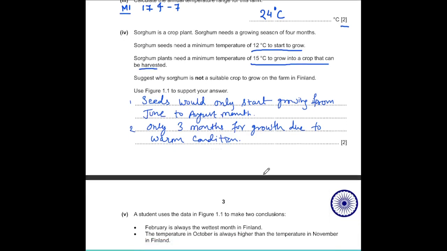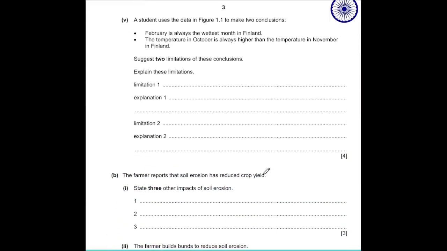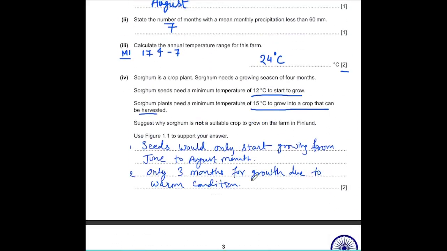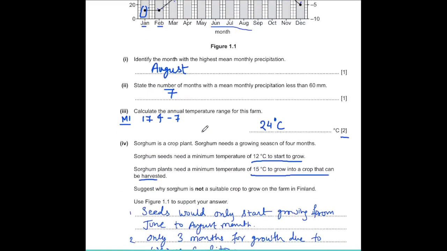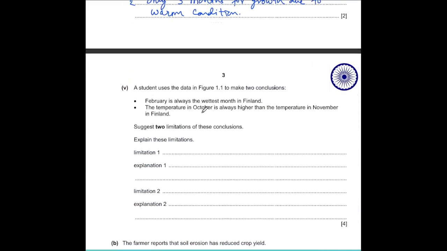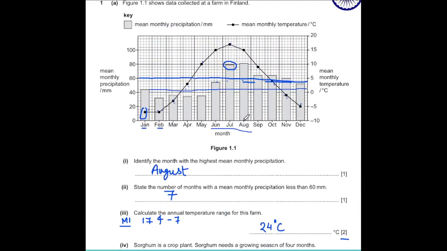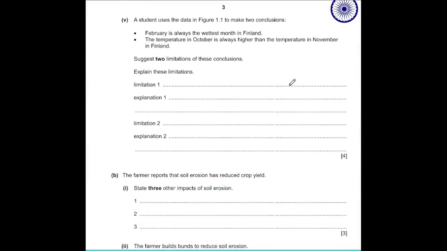Okay, the next question is, the student uses the data in figure 1.1 to make two conclusions. What are these two conclusions? Feb is always the wettest month in Finland, because precipitation is around 48. And the temperature in October is always higher than the temperature in November. That is also true. Both the statements are correct.